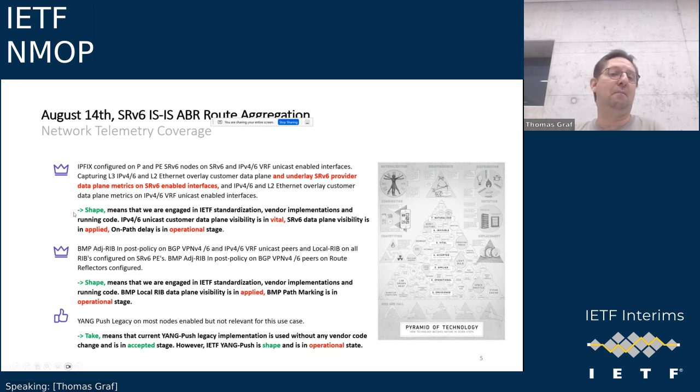The so-called applied and operational refers to this so-called pyramid of technology. So this is basically how innovation is being observed in society and accepted by our network engineers.